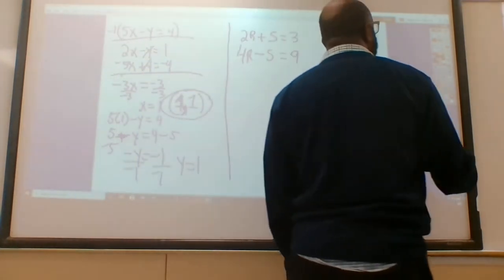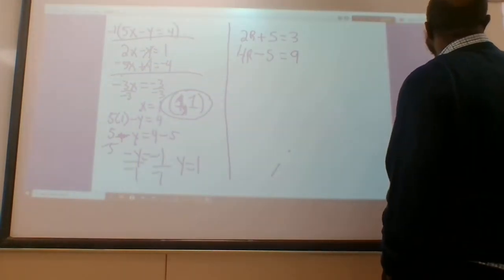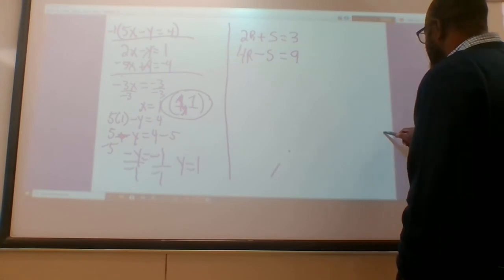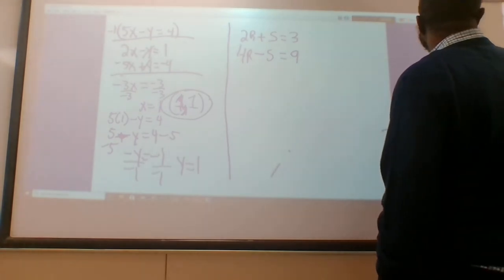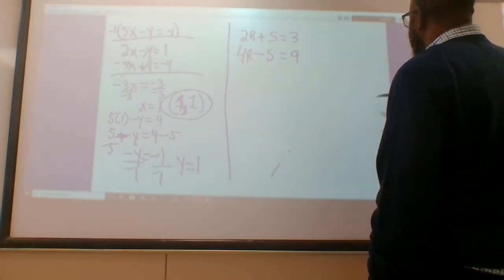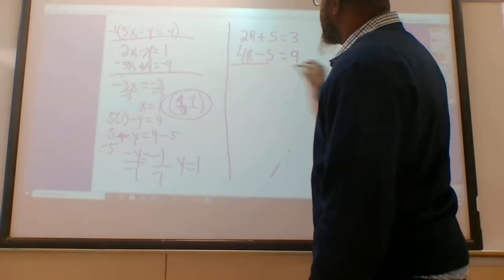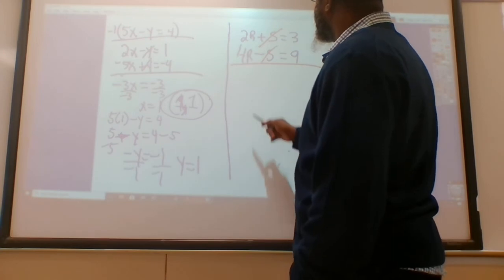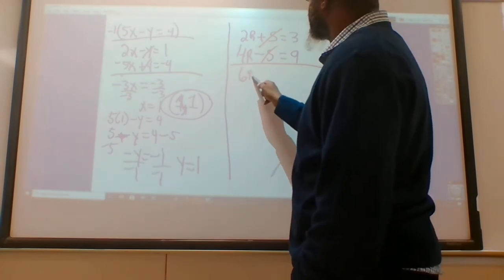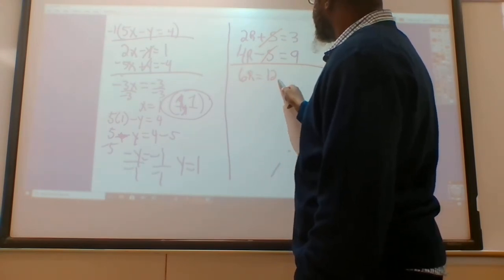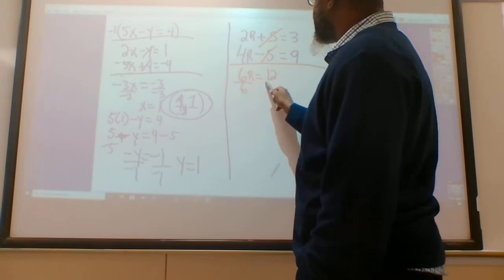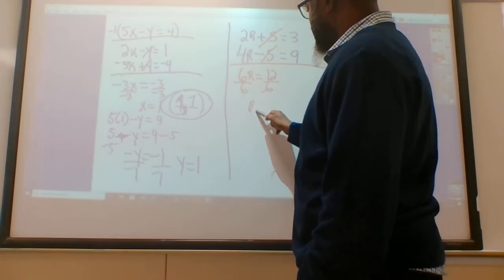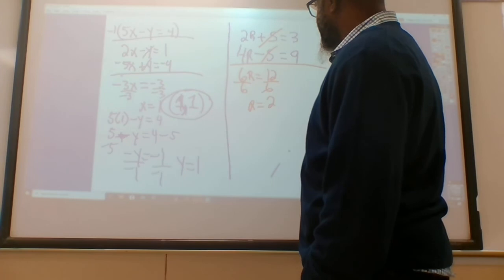So when I go to the other equation, when I look at it, I notice that both variables, the s cancel each other out. So I will have 6r is equal to 12 divided by 6. In this case, r is 2.